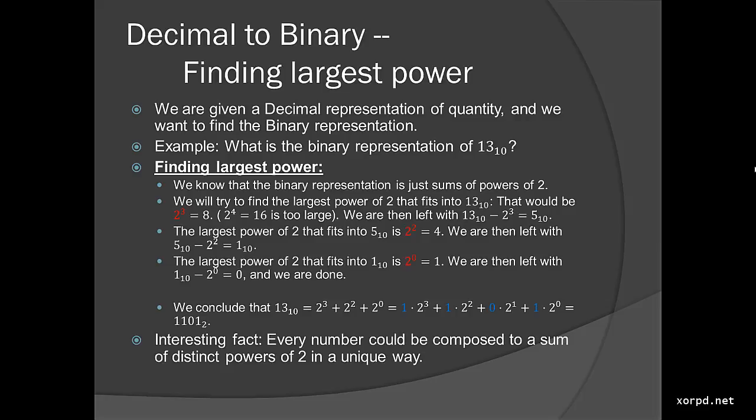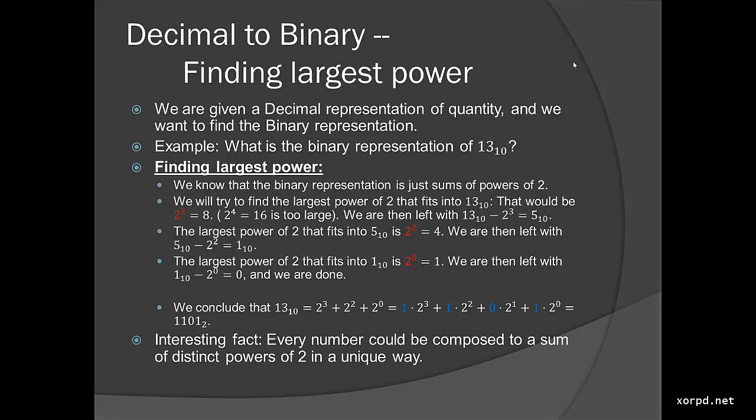We are still talking about converting some decimal number to binary. This time we will introduce a different method. We will call it finding the largest power. Again, we are looking at the same example of trying to convert 13 in base 10 to the binary base. And we will work this way. We know that the binary representation is just sums of powers of 2. So what we are going to do is this. We will try to find the largest power of 2 that fits into 13.